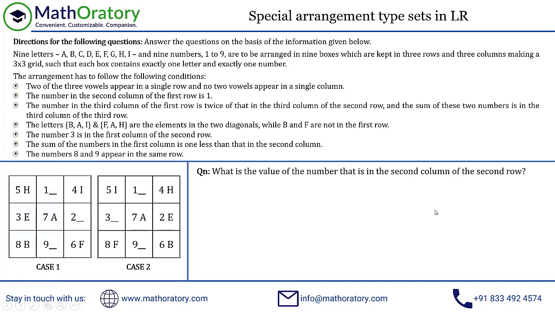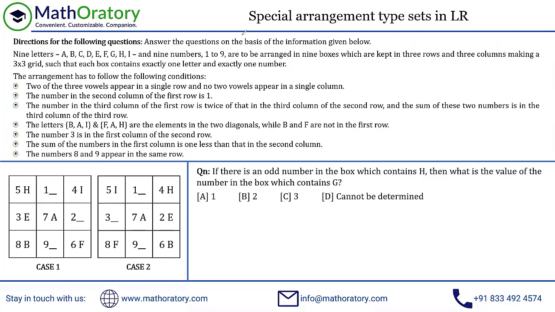The first question is asking, what is the value of the number that is in the second column of the second row? So this is pretty straightforward. Second column, second row is the middle one. So the value is always 7. So the answer to this problem should be 7. This is a type answer question, so you'll have an input box to plug in your answer when you're taking the test. So the answer to this should be 7. Let's move to the next question.